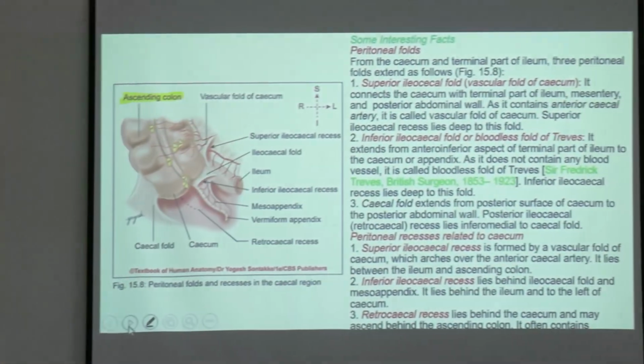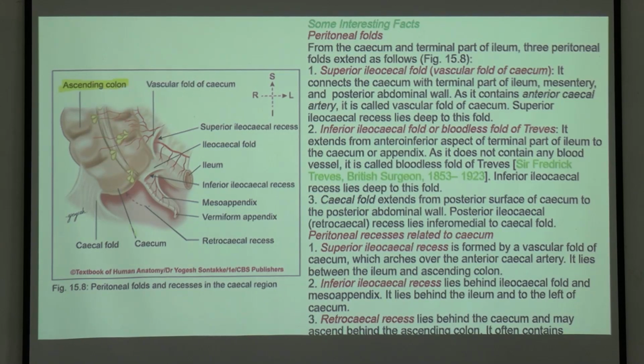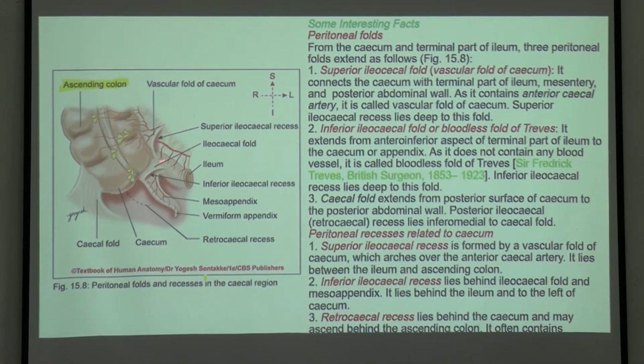Now here we can find there are some peritoneal folds.